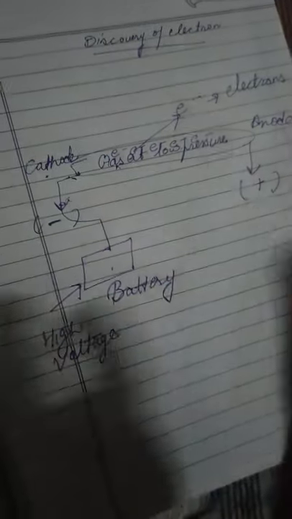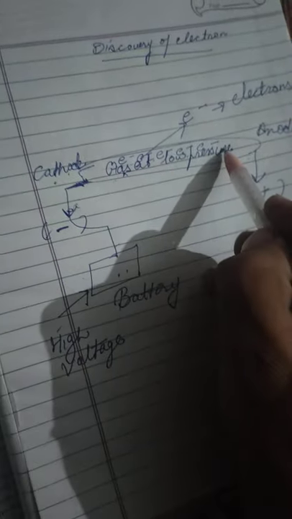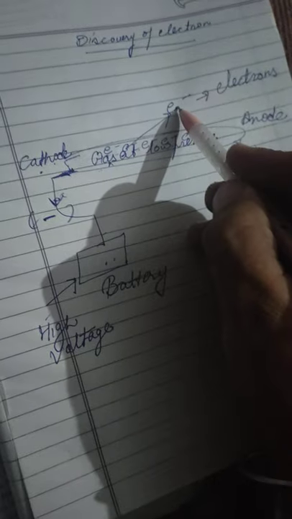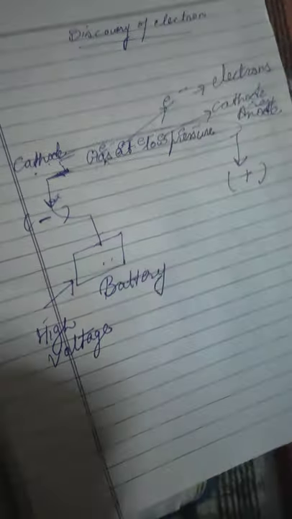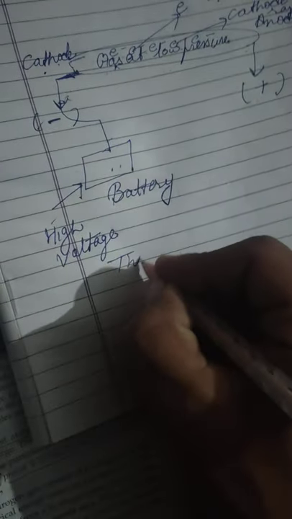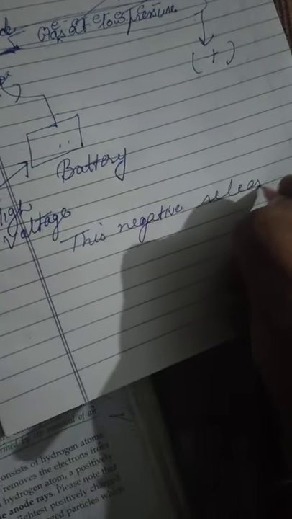Firstly, he took the discharge tube. In this discharge tube he took a gas at very low pressure, any gas. After that he connected the cathode, which is also an electrode, with the battery, and from this battery he provided the high voltage to the cathode. The cathode helped the gas release the electrons in the form of a stream, and the electrons going in this stream have the negative charge. This is what we call the cathode ray, because they come with the help of the cathode.